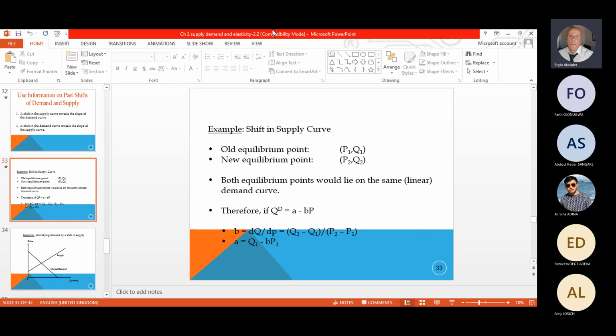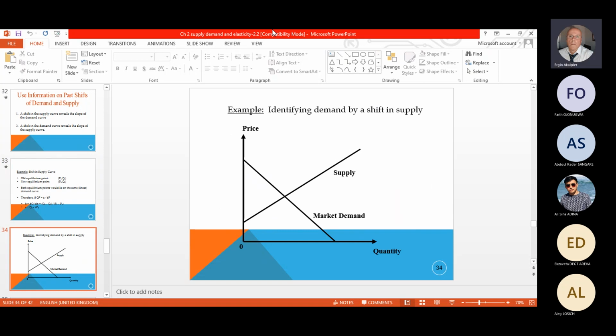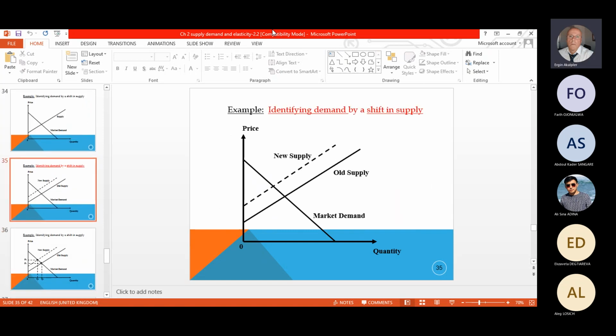Which is given here, you will find A also by adding to the other side of the equation, by removing BP to the left side of the equation. Then you will have A as Q1 minus B P1. Then identifying demand by a shift in supply is as given.